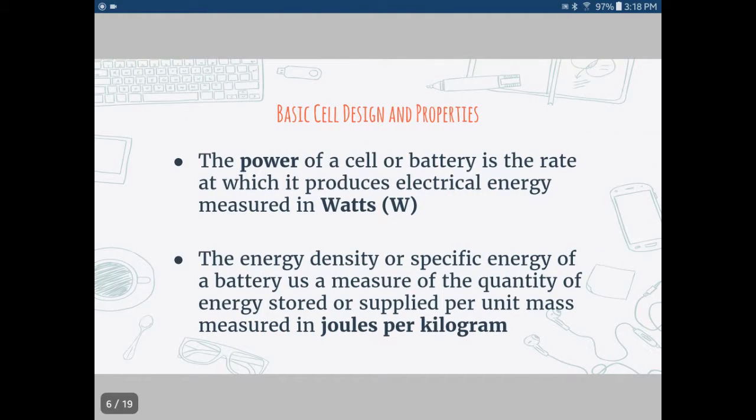The power of a cell or battery is the rate at which we produce electrical energy, and this is measured in watts. This is what you would see on the energy bills that you get at your home, watts or even watts per hour, things like that. The energy density, or specific energy, of a battery is used to measure the quantity of energy stored or supplied per unit mass, measured in joules per kilogram. So that's joules per kg.